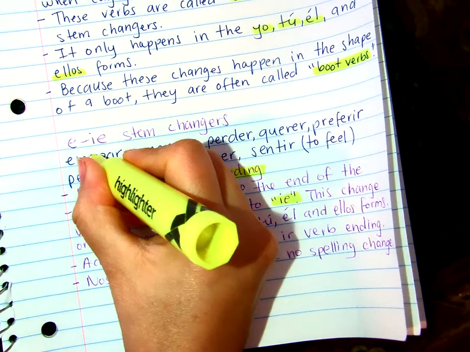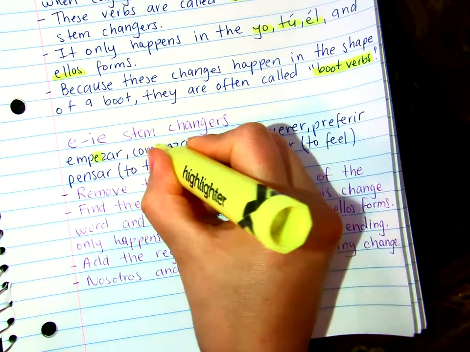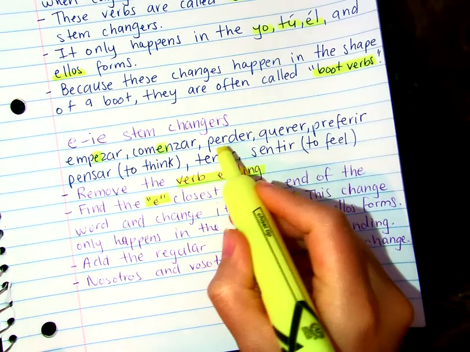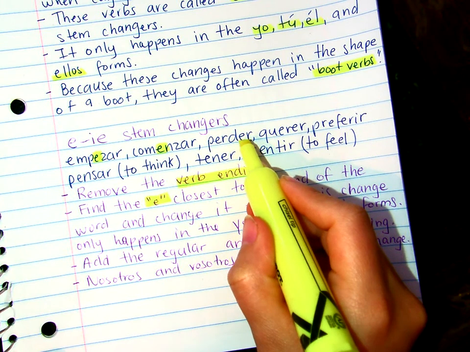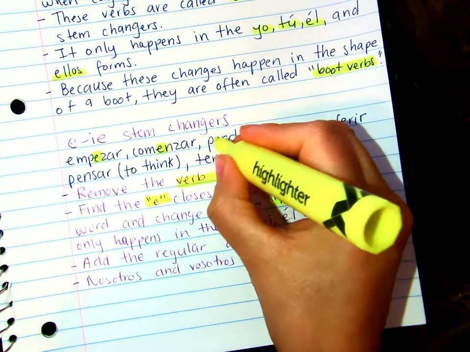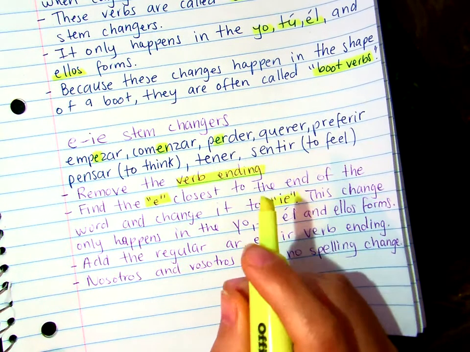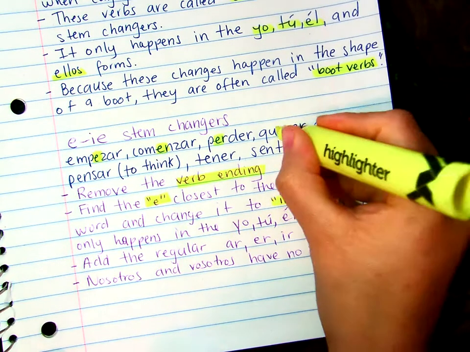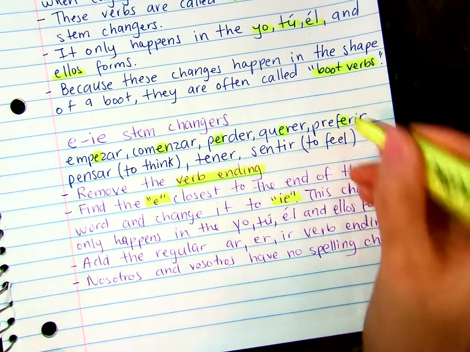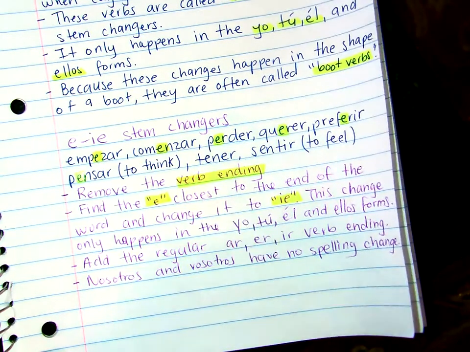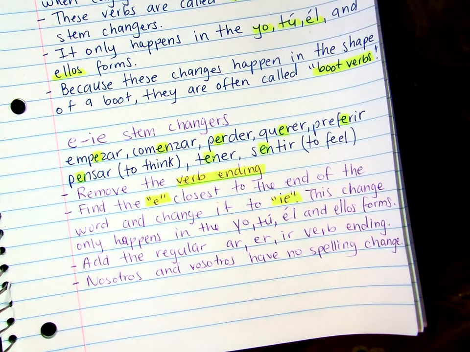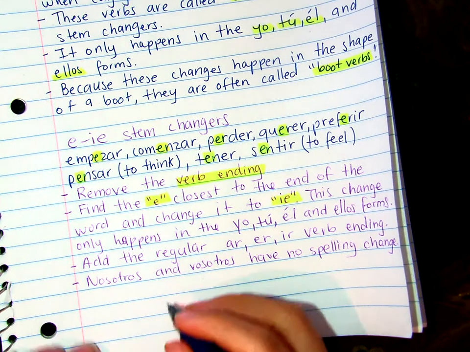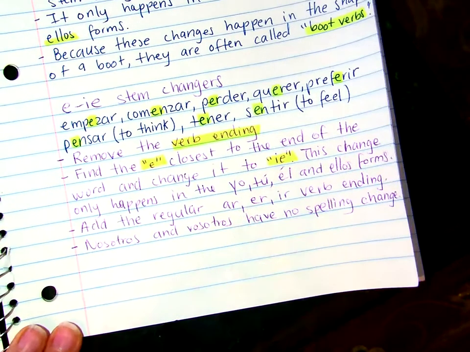So let me highlight the E close to the end. Pensar, comenzar. Oh, notice that perder has two E's, right? I'm not going to change the E that's in the ending. I'm going to change the E that's not part of the ending, but it's closest to the end of the word. Querer, preferir, pensar, tener, sentir.